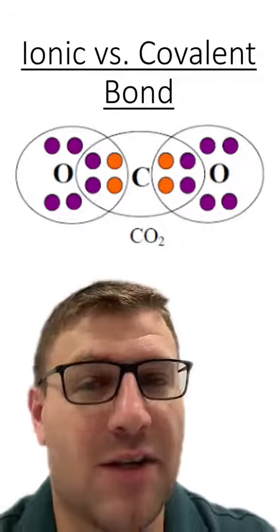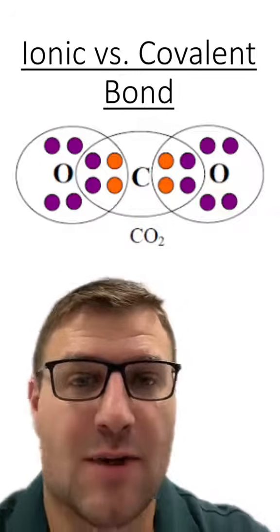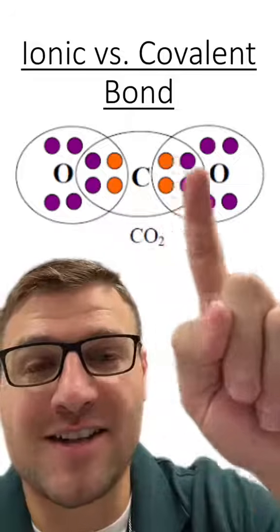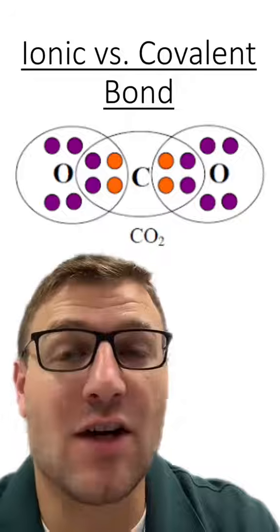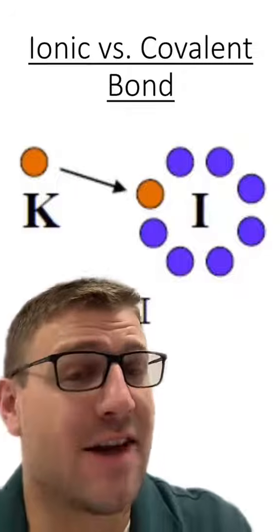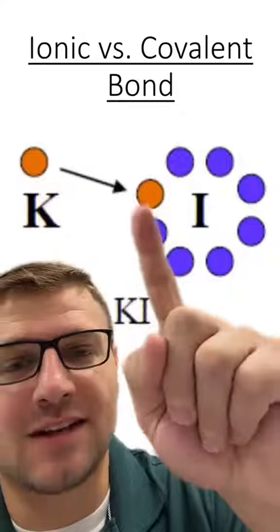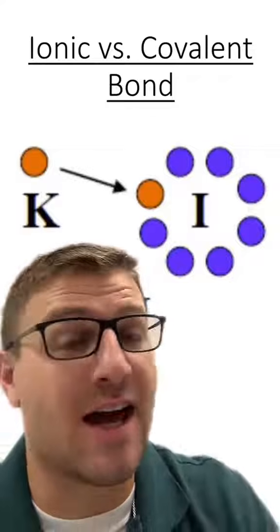What about this molecule? Is this an ionic or covalent bond? We have our central carbon surrounded by 2 oxygens that are sharing these electrons, so this is an example of a covalent bond. What about this? Is this an ionic or covalent bond? We can see potassium donating its electron to iodine, which means this is an ionic bond.